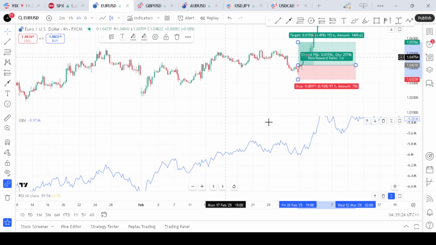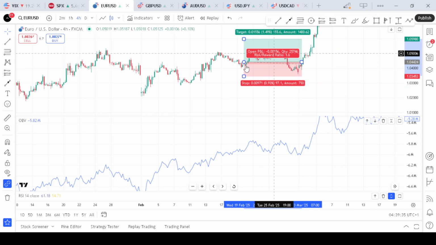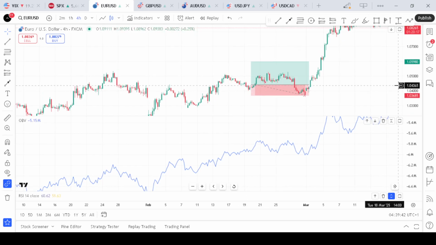Remember, we spotted the divergence. Price was trending to the downside at this area, but the OBV was trending to the upside. This was a bullish divergence. So the moment price started trending to the upside, this would have been a good spot for us to take our buy trade to move the price in the up direction.